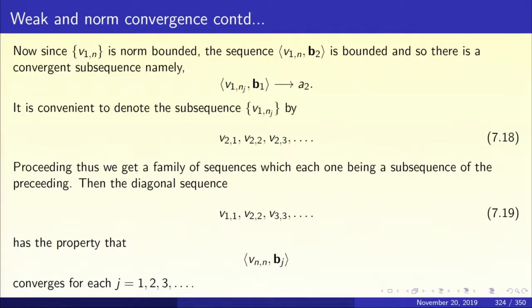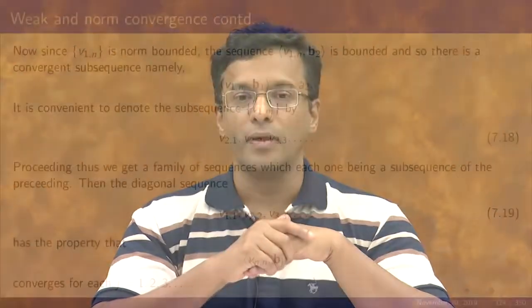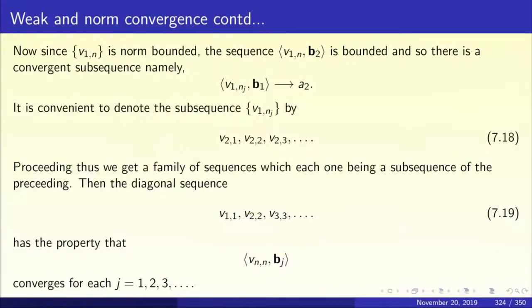So V1,N1, V1,N2, V1,N3, inner product with B2, converges to A2. Now it is convenient to denote this new subsequence as V21, V22, V23, and so on, display 7.18 in the slide. Again you take the inner product of all of them with B3, and we get a bounded sequence of complex numbers. Take a subsequence, let us call it V31, V32, V33, etc., and the inner product with B3 goes to A3.